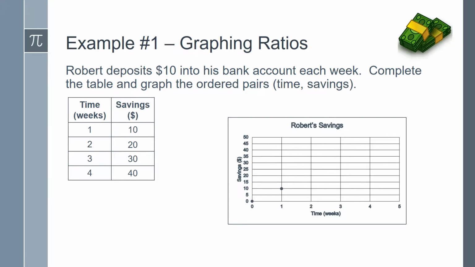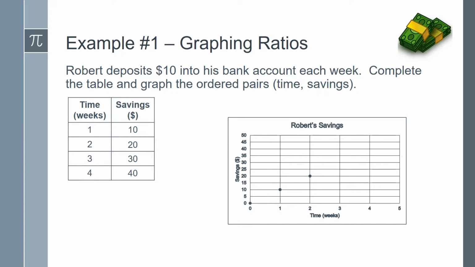Notice that I did fill in the point 0, 0 because if no time has passed, Robert hasn't deposited any money into his bank account. After 1 week, Robert has deposited $10. So we go to 1 on the x-axis, 10 on the y-axis, and we plot the point where they intersect.